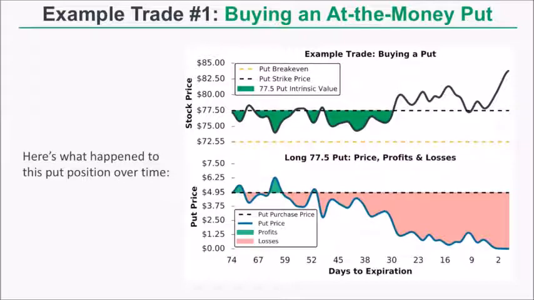Now, between 30 days to expiration and 0 days to expiration, we can see that the stock price rallies to a price above the long put strike price, in which case there is no more intrinsic value for the put. In other words, if the stock price remains above the strike price, the put will expire worthless. The stock price in this example is above $82.50 at expiration, which means the 77.5 put is completely out of the money. As we can see on the bottom part of the graph, the put price at expiration is $0. So if we were to buy this put option and hold it to expiration, we would have lost $495 per put contract.